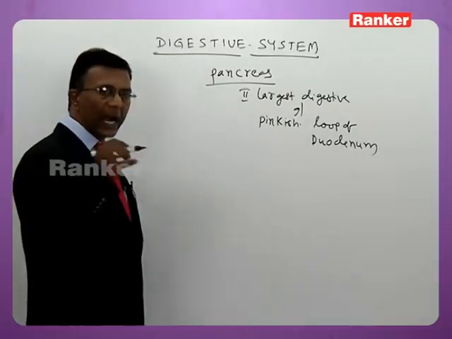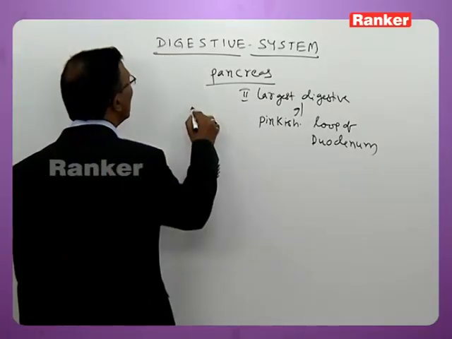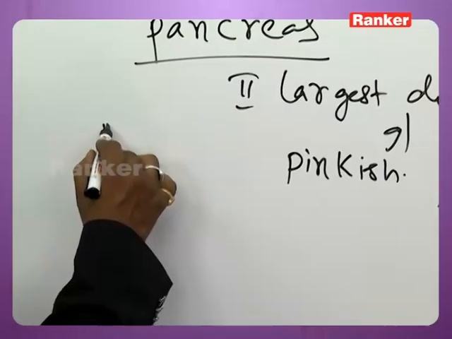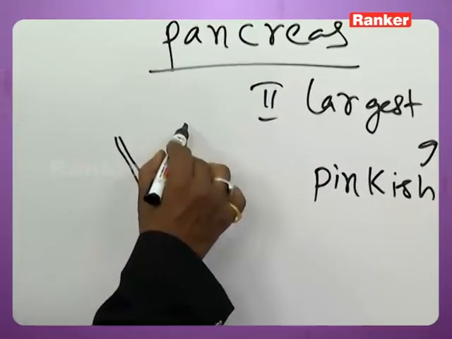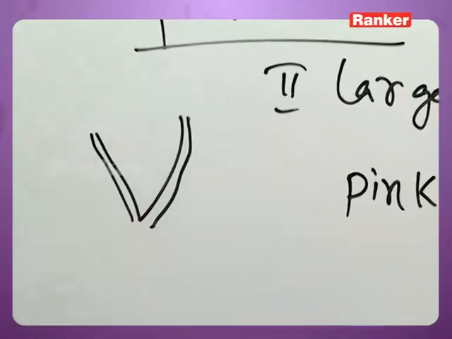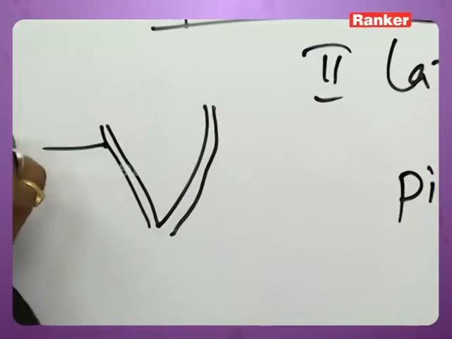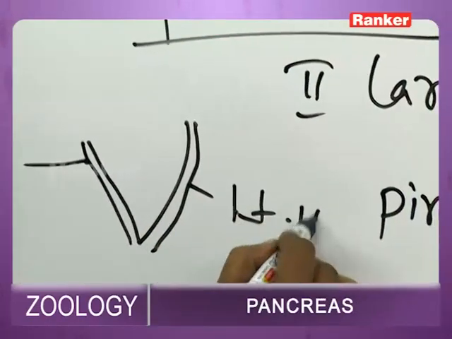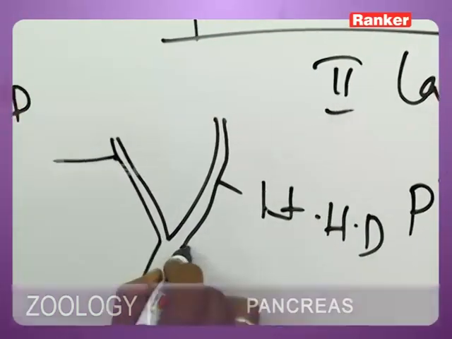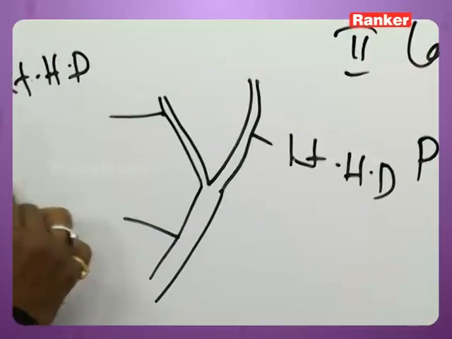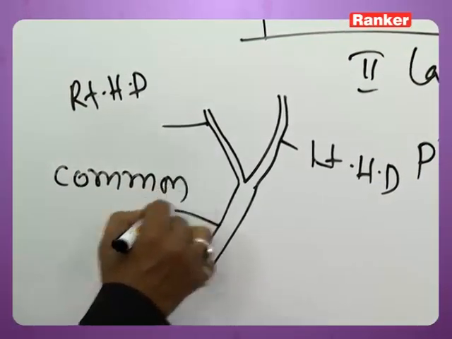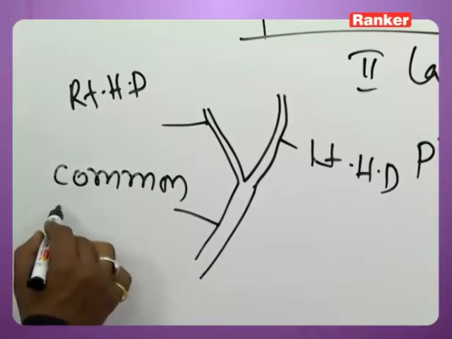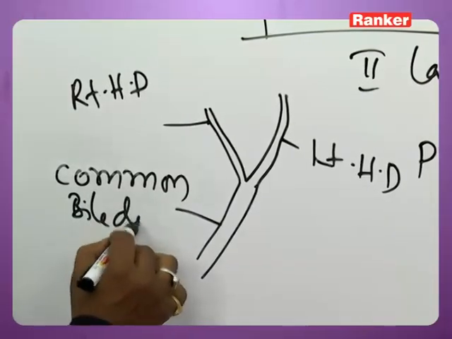Now look at the ducts that arise from the pancreas. You have here, this is right hepatic duct and this is left hepatic duct. Both of them unite to form common bile duct.